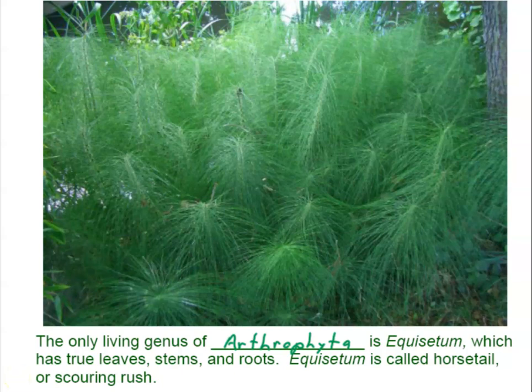So those are the seedless vascular plants. We've got the Pterophytes, which are the ferns, the Lycophytes, which are the club mosses, and the Arthrophytes, which are the horsetails or scouring rush. Next time we'll take a look at the next evolutionary step, which is the evolution of seeds and pollen. Pollen goes along with seeds.